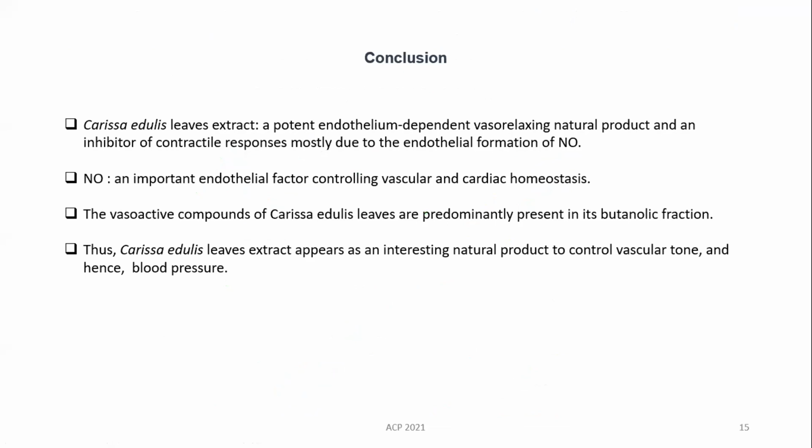So in conclusion, Carissa edulis leaves extract is a potent endothelium-dependent relaxing natural product and an inhibitor of contractile response, thanks mostly to the endothelial formation of NO. The NO is an important endothelial factor controlling vascular and cardiac homeostasis.